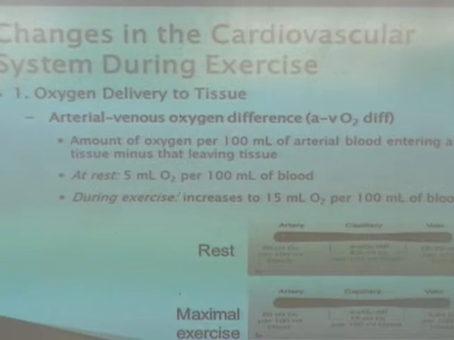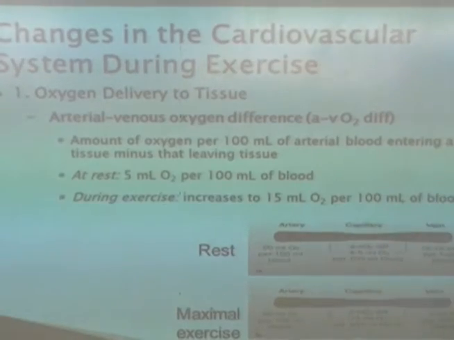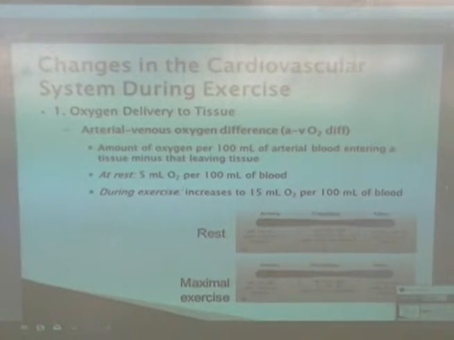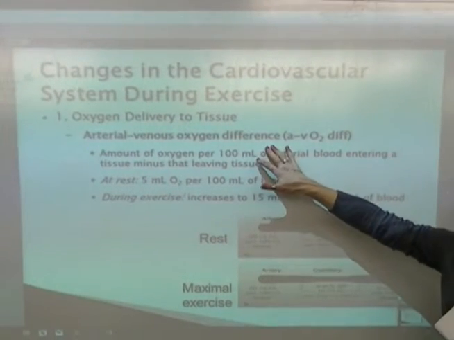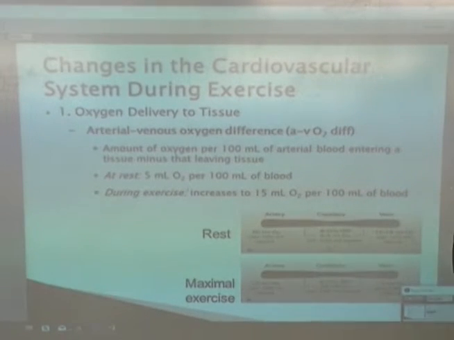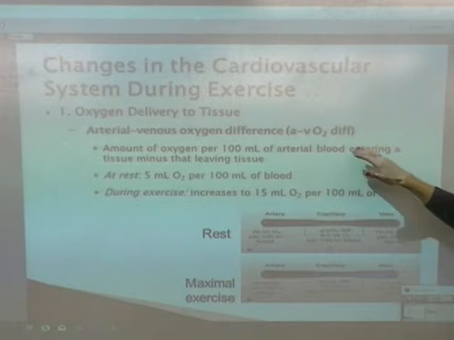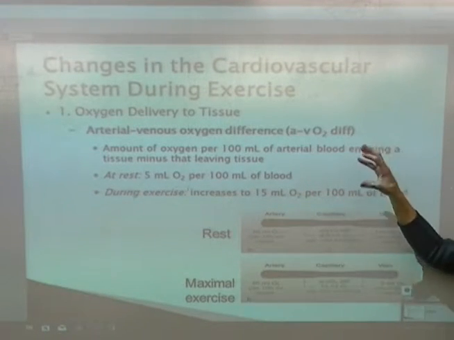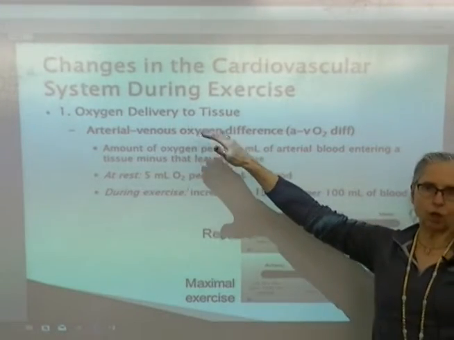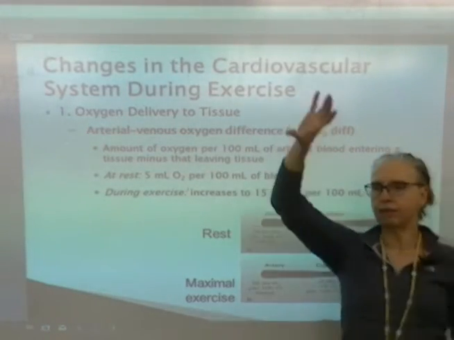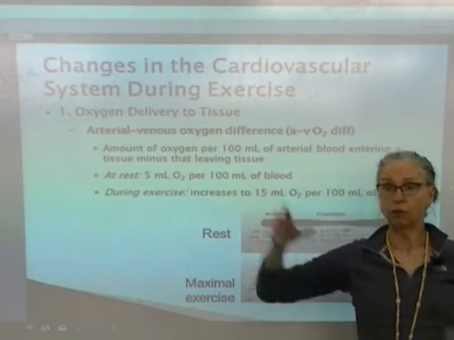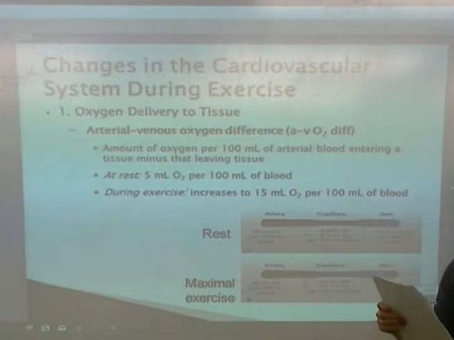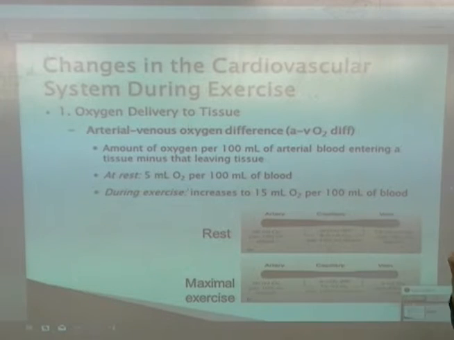the muscle tissue. And one of the mechanisms that is used is this rather ugly term here, arterial venous oxygen difference. So it's shortened to AVO2 difference, which is a lot easier. But it is exactly what it says. It's the difference in oxygen level between the veins that are leaving the muscle and the arteries that are coming into the muscle. Okay?